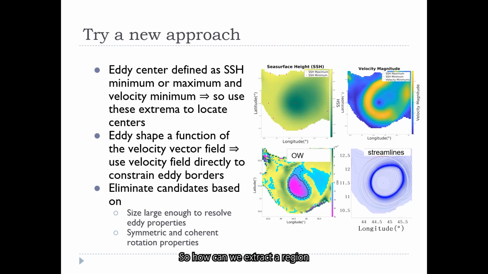So, how can we extract a region more representative of the outer eddy as well as the inner core of the eddy? Previous research has shown that the detection of the center can be critical in the eddy detection process. Oceanographically, we expect to find the sea surface height anomaly co-located with the velocity minimum at the center of an eddy. The center is expected to be near a minimum in the Okubo-Weiss parameter and near the center of a set of closed streamlines.